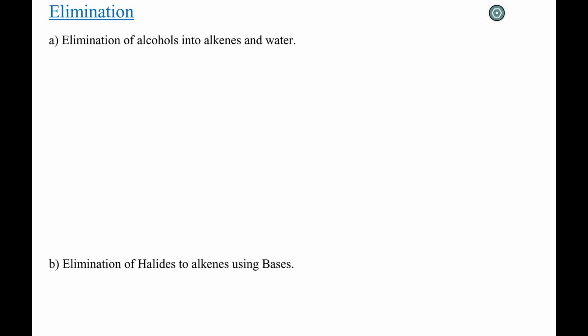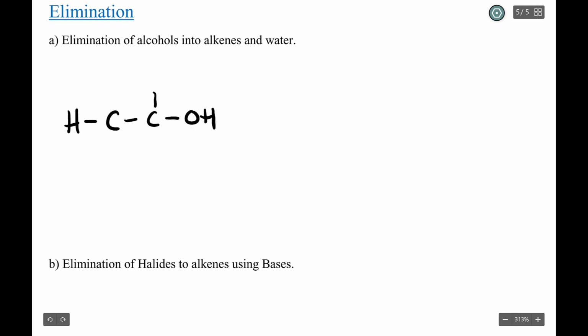In our last two reactions, we're going to look at elimination of alcohols into alkenes and water, and we're going to look at the elimination of halides using some kind of base. And generally this is done in ethanol. The first one we're going to look at isn't too complicated, and again I'm going to stick with something fairly simple in terms of alcohol. So we'll stick with ethanol, and so this is called a dehydration reaction, and essentially what happens is, under the right conditions, you're able to remove this hydroxyl group.